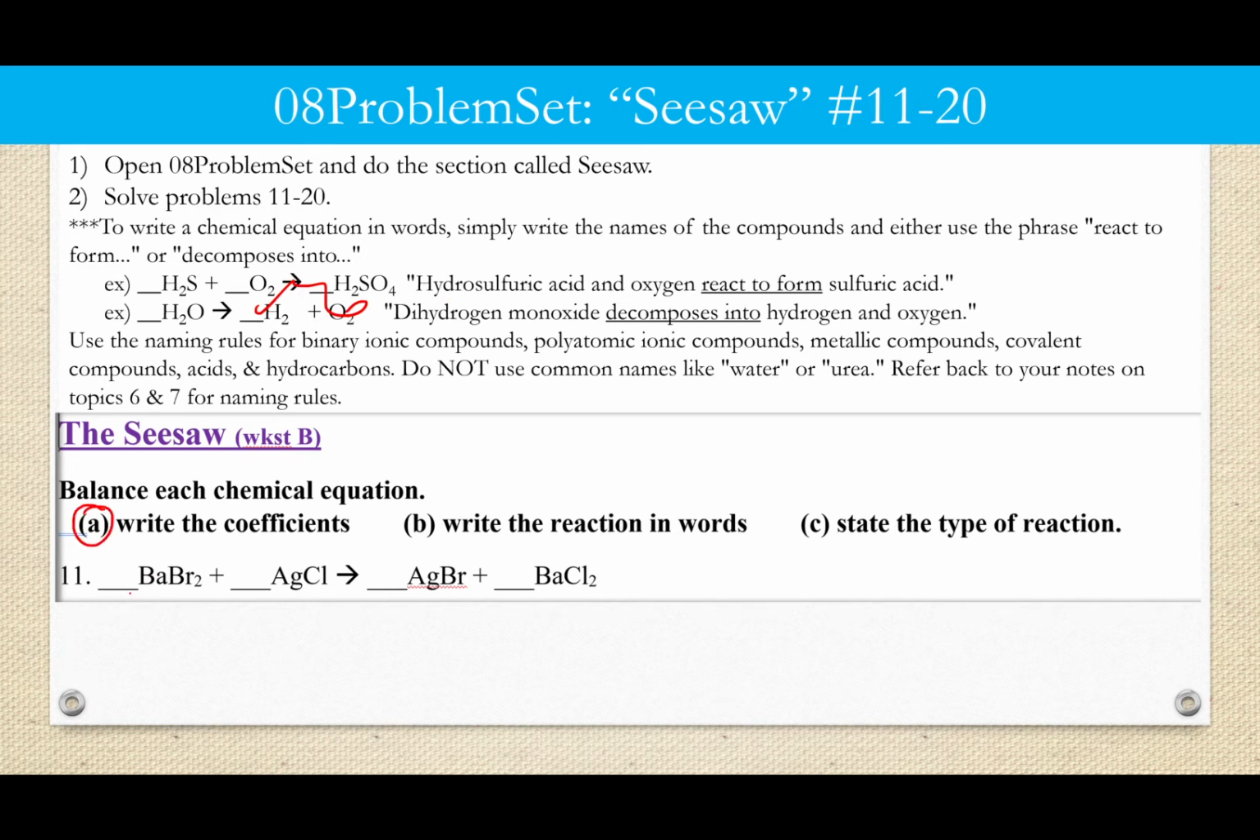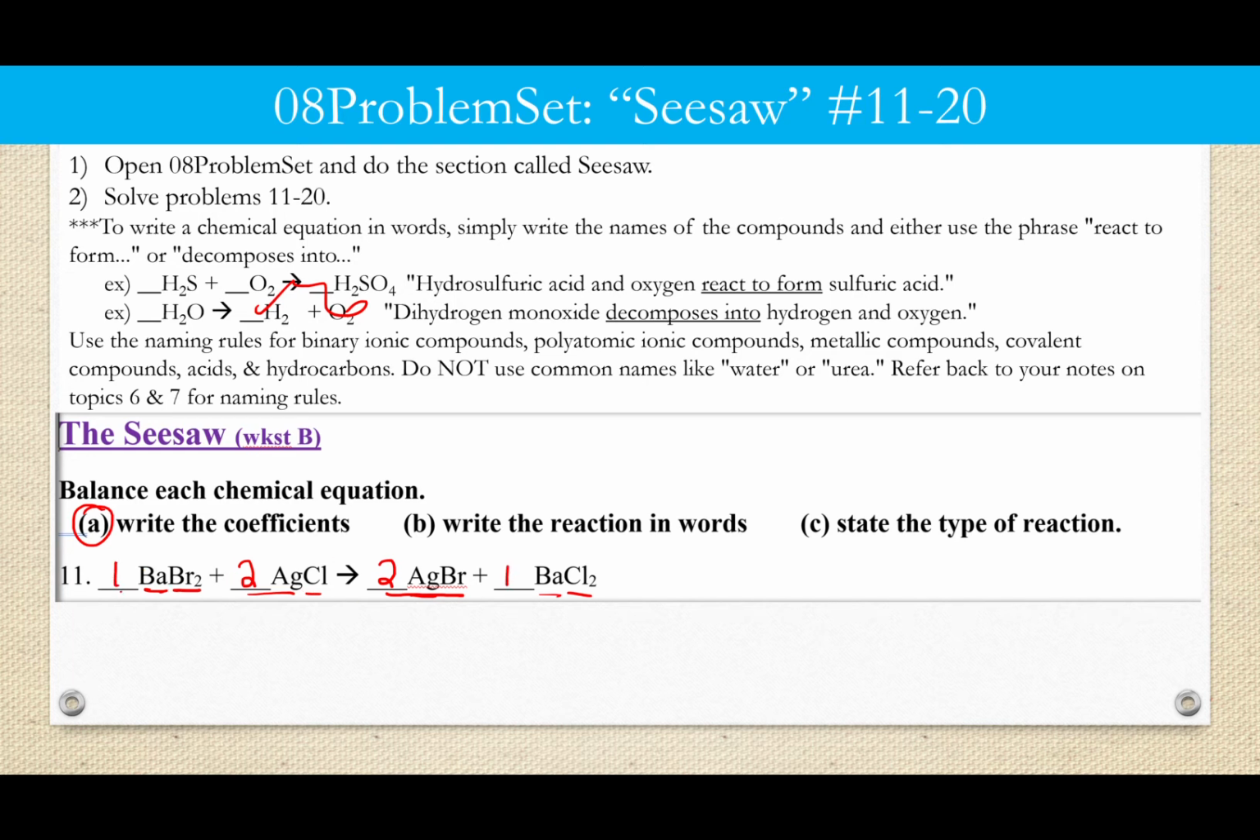So I'll go ahead and do 11 with you. I have 1 barium atom that's balanced. I have 2 chlorine, 1 chlorine, so I'll put a 2 here as a coefficient. That gives me 2 silver, 1 silver. Put a 2 here. Now I have 2 silver, but I also have changed the number of bromine. I have 2 bromine, and over here I have 2 bromine. So my coefficients would be 1, 2, 2, 1.